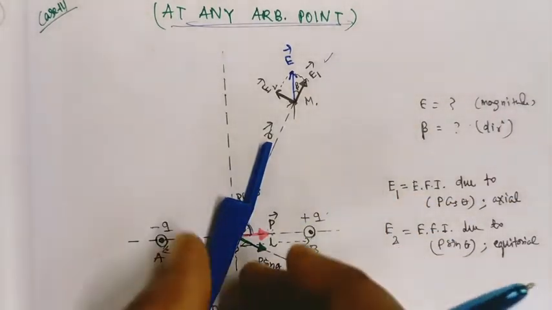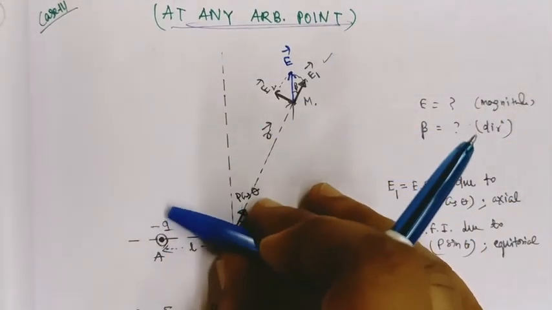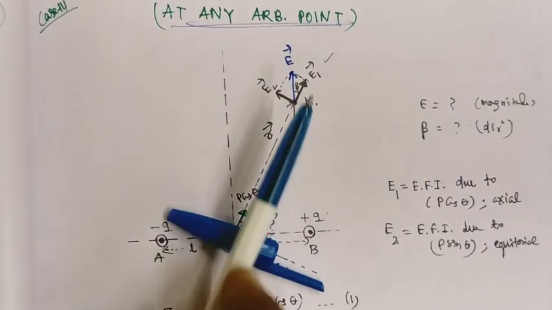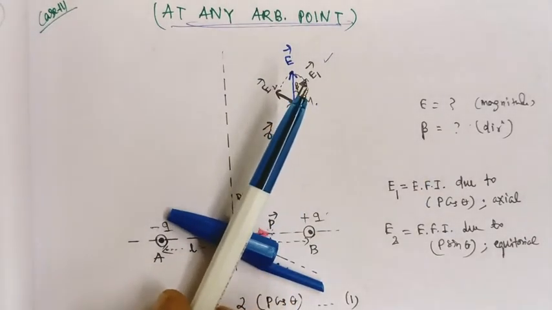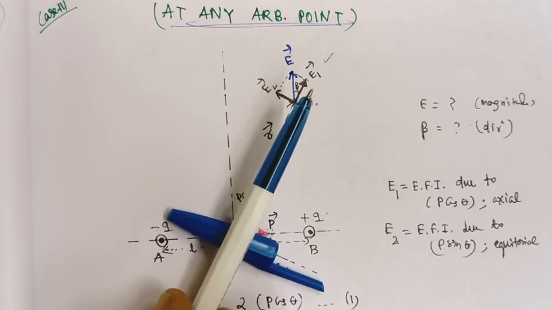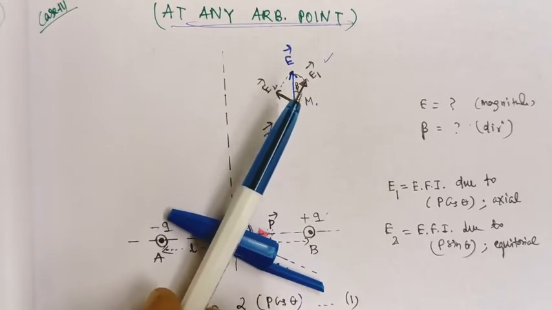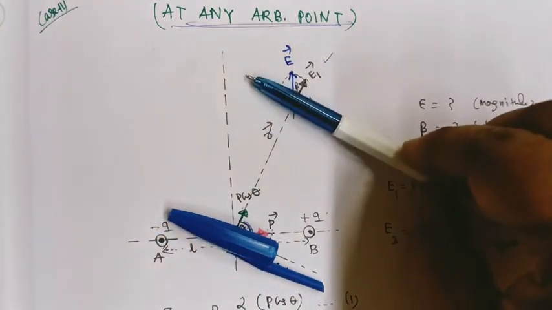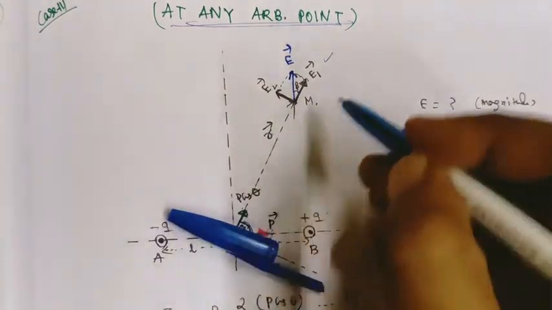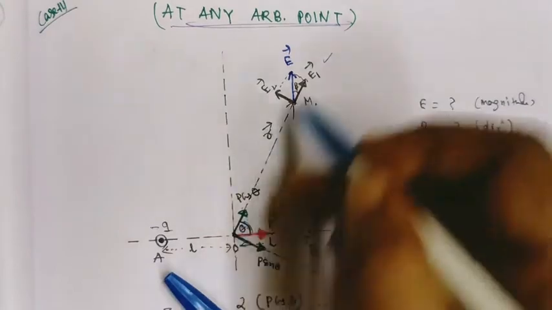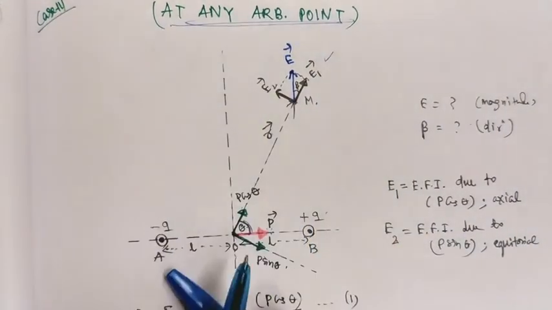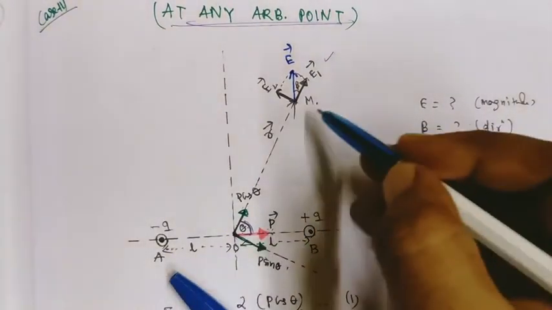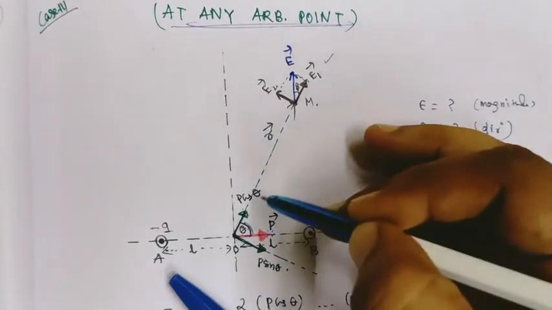And similarly, P sin theta. Here you see this point is equatorial position like the second case. So electric field intensity direction will be opposite to dipole moment. Dipole moment here, so intensity is here. So you should be very clear why E1 is along the P cos theta and E2 is opposite to P sin theta. Again I am repeating, E1 is along the P cos theta.